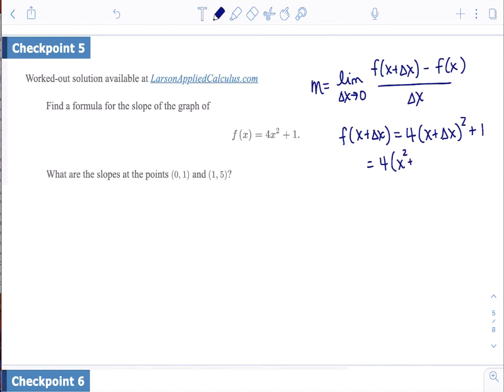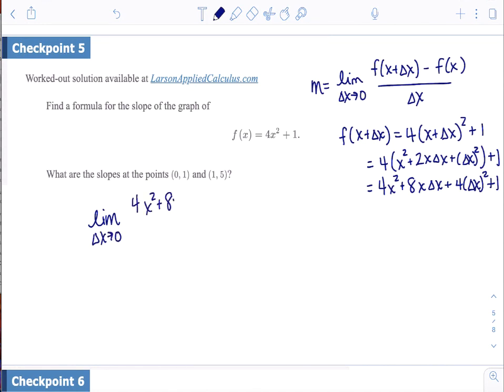So I'm going to take care of the exponent first. I get x squared plus 2x delta x plus delta x squared plus 1. Now I simplify by distributing: 4x squared plus 8x delta x plus 4 delta x squared plus 1. Now I can find my slope by evaluating this limit. I have 4x squared plus 8x delta x plus 4 delta x squared plus 1, then I subtract the function 4x squared plus 1, all over delta x.